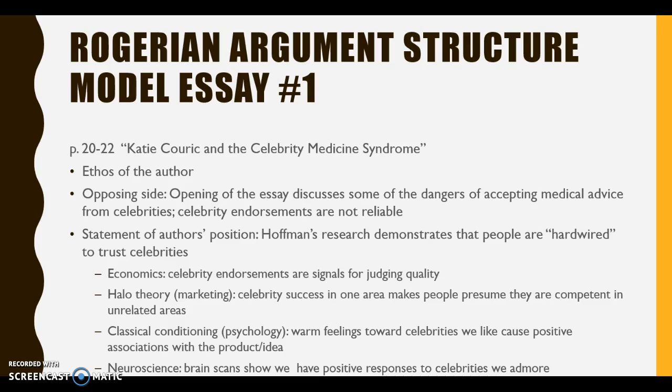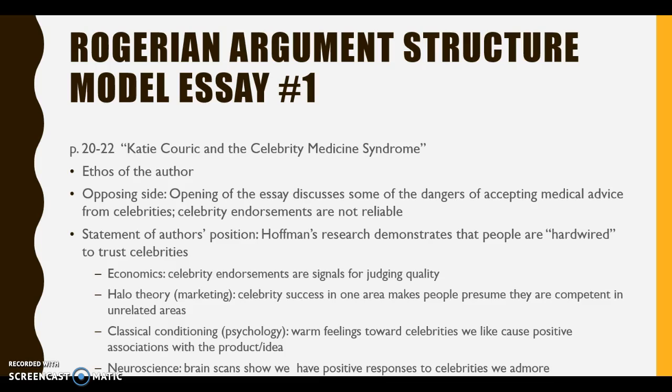In particular, this is the part where they break down Hoffman's research about how people are hardwired to trust celebrities, so that we are actually sort of genetically programmed to do this. And he talks about four different reasons why this is true. The first is economics. That he talks about how celebrity endorsements are ways that we can judge the validity or the relevance of a product.